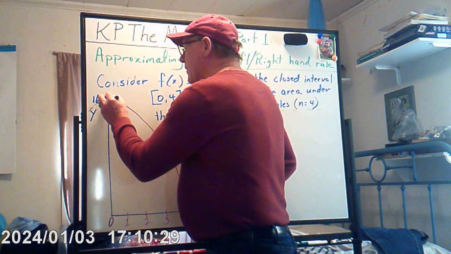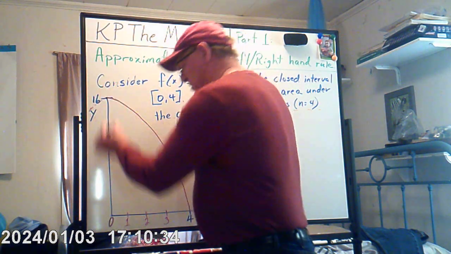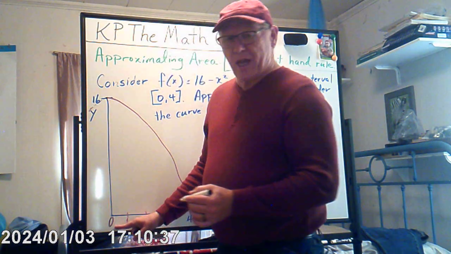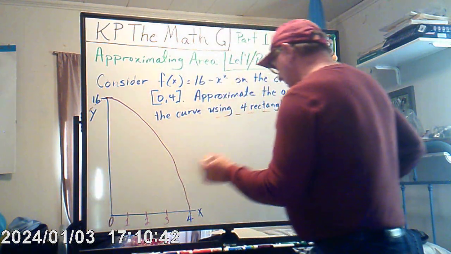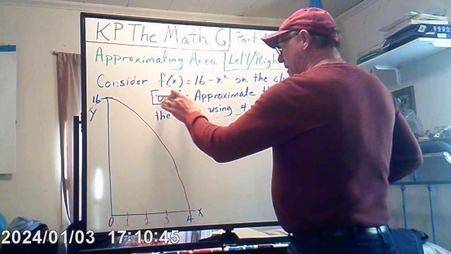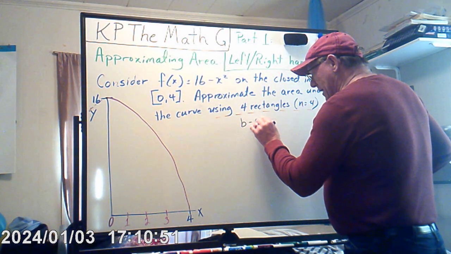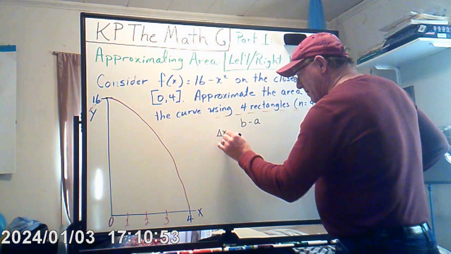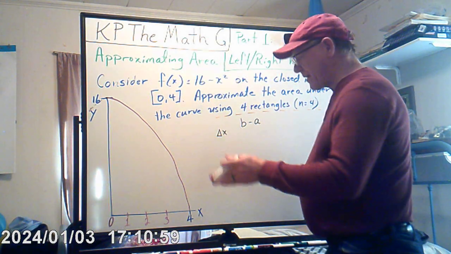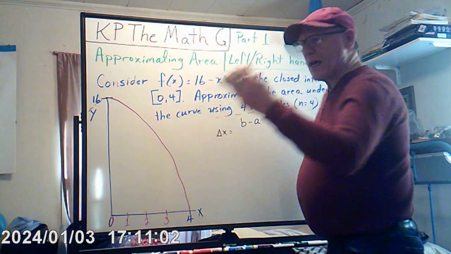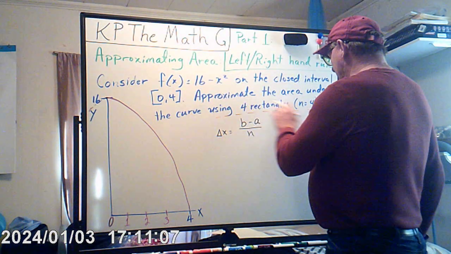Starting on the left hand, we're going to always start at the leftmost side. 0 is the leftmost number. We have to figure out how many partitions we need. We need 4. Here's how we do it. It is actually (B - A) over N. This is what we call delta x, and I'm going to explain what delta x means. Now N is 4.